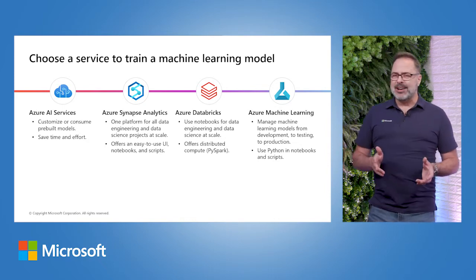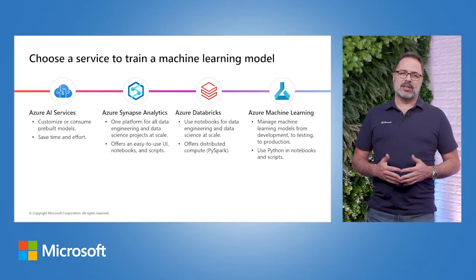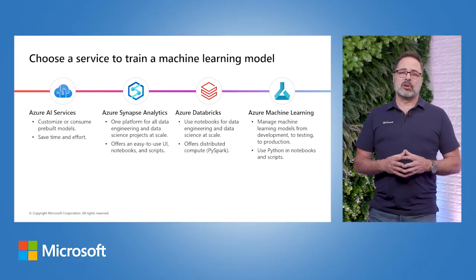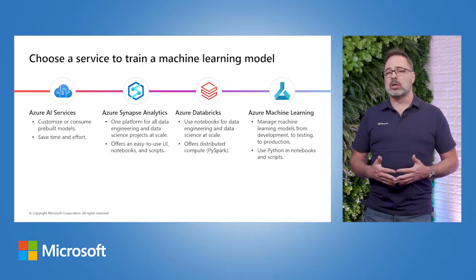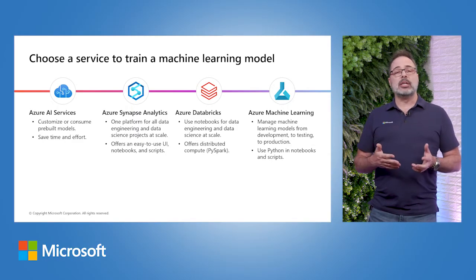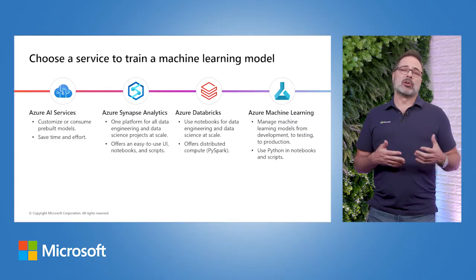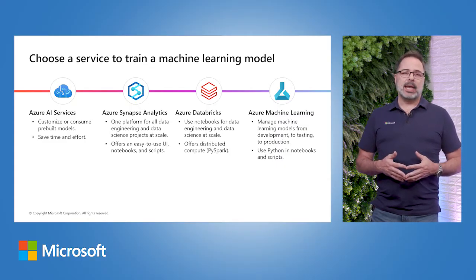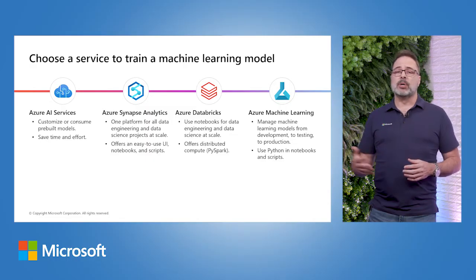It can be fairly daunting to compare these services. The short version is that the Azure Machine Learning service is the preferred service generally to do machine learning workloads. Azure Synapse Analytics and Azure Databricks are commonly used for other style of workloads, such as data engineering tasks, but have machine learning capabilities. And Azure AI Services is best used when you want to use pre-built models.